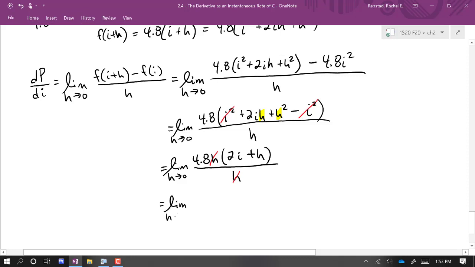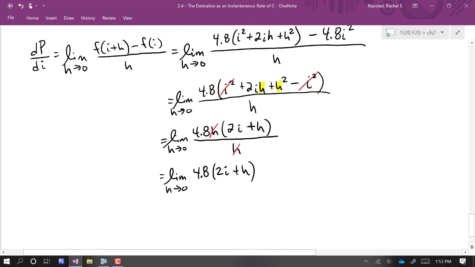We like where this is headed. We're getting really close to just letting h approach 0, because now we're allowed to let h approach 0. We're no longer in danger of dividing by h. So this h goes to 0, and we have 4.8 times 2I, and that is 9.6I. This is dP/dI as a function. Here's the function that describes how power is changing with respect to current.